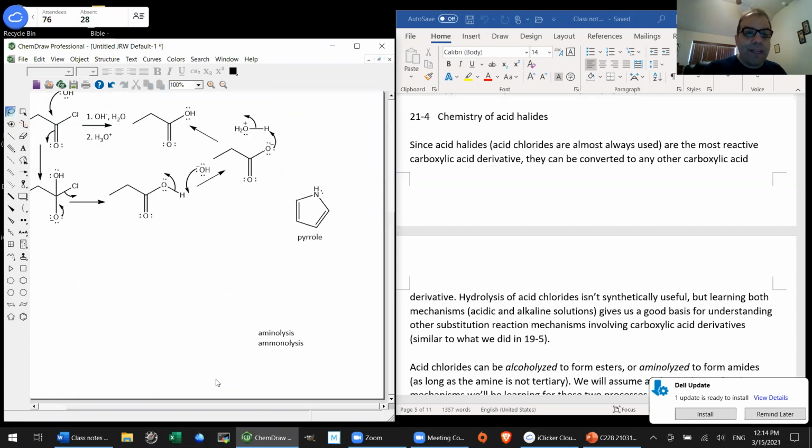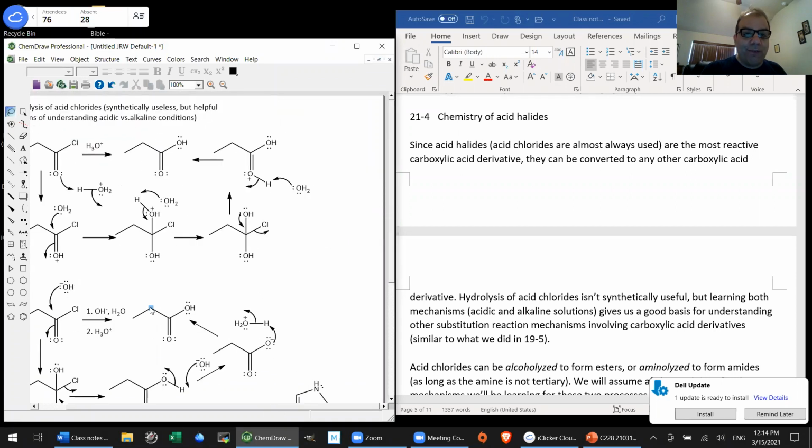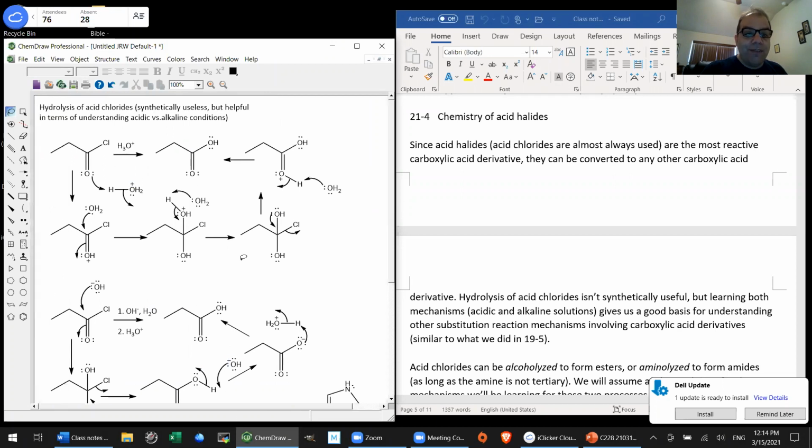Let me, so to speak, back off the camera a little bit so we can fit, for a moment at least, all of those steps on one screen. So that I think is the most reasonable way of drawing that mechanism in acidic solution. But this one can also happen in alkaline solution.